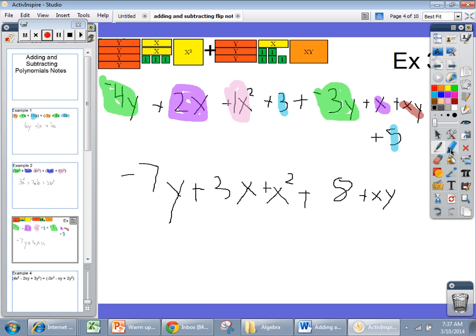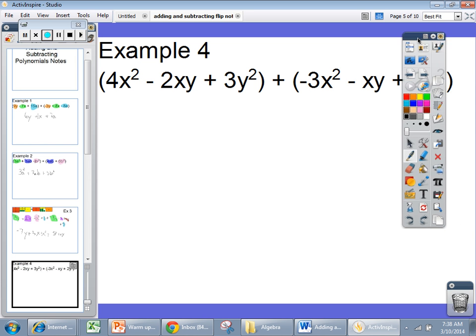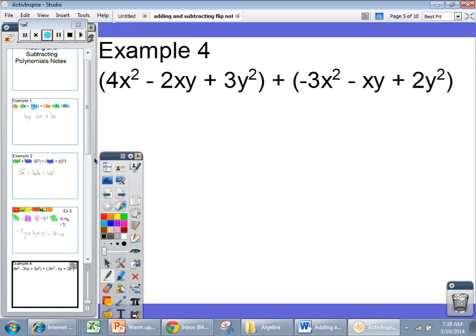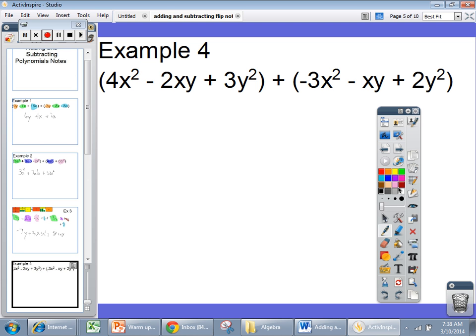All right, everyone have this one copied? Ready for the next one? Okay, one more easy adding one. And then I made this too big. There we go. All right, so let's go ahead and color coordinate this guy.